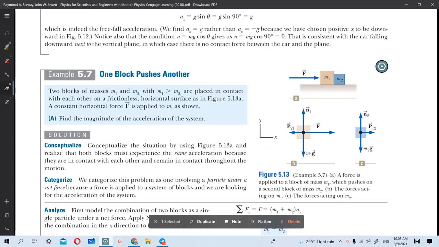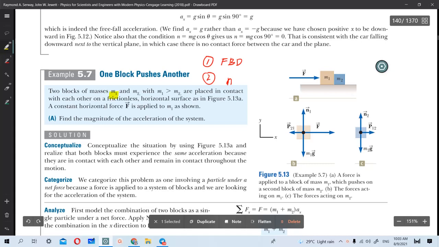Example 5.7. One block pushes another. Now, the aim of this example is to allow you to understand, number 1, free body diagram, and number 2, to enhance your understanding regarding normal force. Now, in this example, you will find that normal force will not be written as normal force, but rather with another symbol. So, let's now have a look at the question.